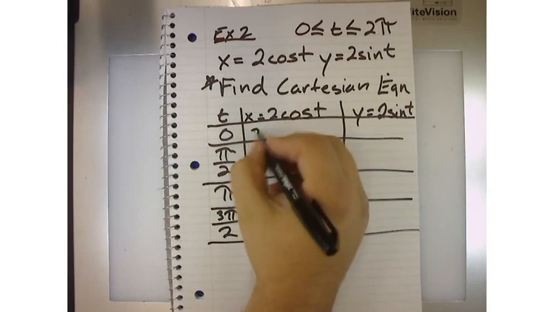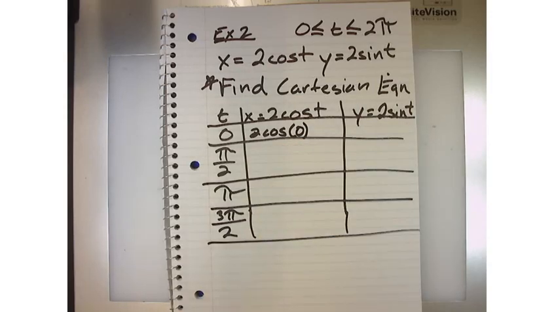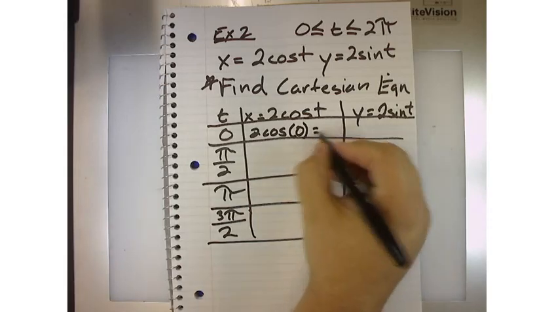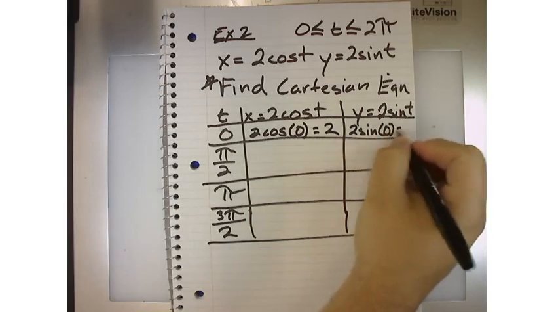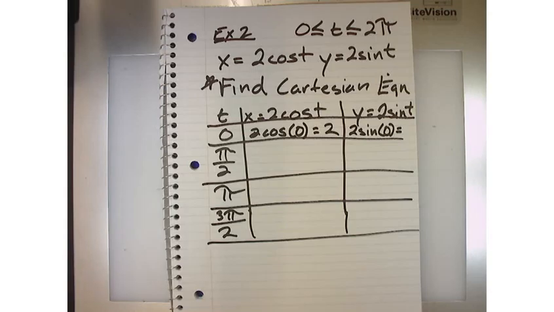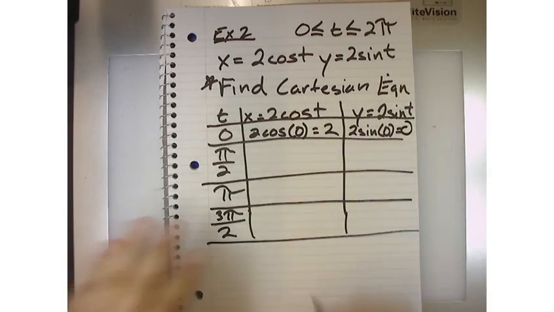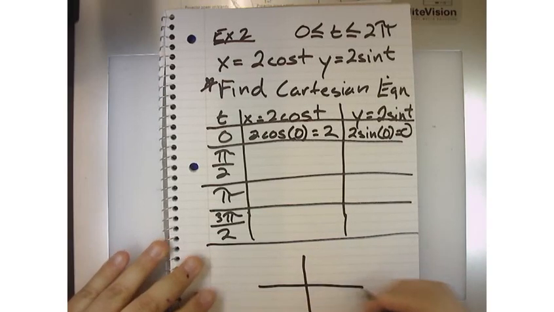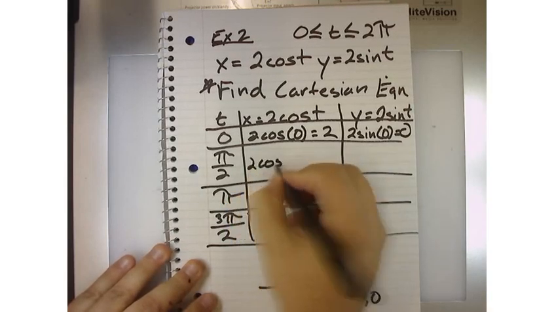So this one would be 2 cosine of 0. Now normally cosine of 0 is 1, but when we multiply it by 2, what do we get? 2, right? And 2 times sine of 0, normally sine of 0 is 0. And 2 times 0 gives us 0. So we've got 2 comma 0. So now if we were to graph this, this is just like our other equation, except now we're at 2 comma 0.